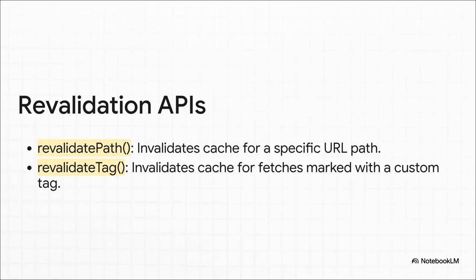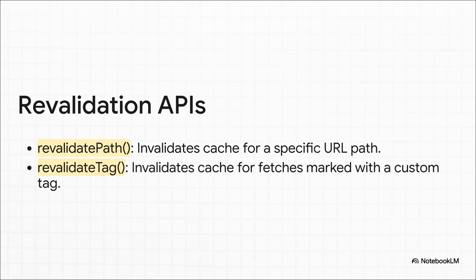So how do we do it? Well, Next.js gives us 2 main tools in our toolbox here. The first is revalidatePath. It's simple and direct. You basically just tell it, hey, I changed something that affects this specific page, so go ahead and clear its cache. Then you've got the more powerful tool, revalidateTag. With this, you can put custom tags on different pieces of data when you fetch them. Then, with one command, you can invalidate everything with that tag, no matter where it appears in your app.